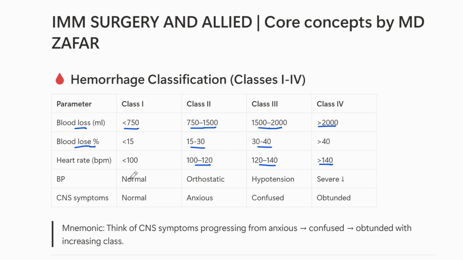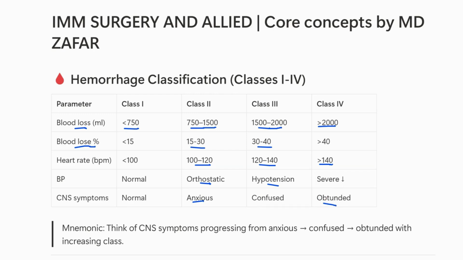Talking about blood pressure, it is going to be normal in class 1, only orthostatic hypotension in class 2, but a definitive decrease in the blood pressure in class 3 and severe hypotension in class 4. In terms of the CNS symptoms, the patient will be totally normal in class 1, whereas the patient could be anxious in class 2. In class 3 type of shock, the patient will be confused, and in type 4, the patient will be unable to respond.